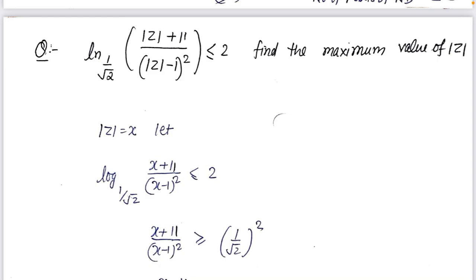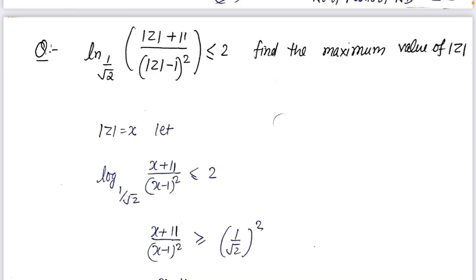Log of (|z| + 11)/(|z| - 1) whole square, less than or equal to 2, base is 1 upon root 2, and maximum value of |z| is r. So basically this is your basic mathematics question, a logarithmic question. You simply replace |z| as x, then you will find this question very easy. So it becomes log of (x + 11)/(x - 1) whole square to the base 1 upon root 2, less than or equal to 2.